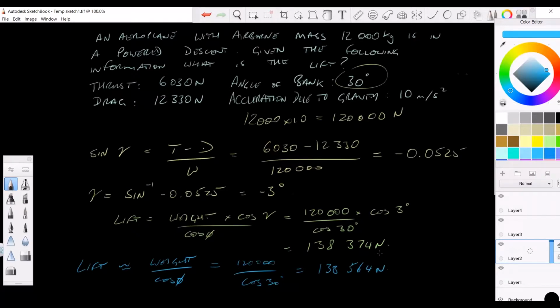So notice to the first 3 significant figures, it's not really different. And you would also know that in a descent, the lift is slightly less than it is in level flight. So you could, certainly if you had a multi-choice answer, find the answer 138,564 and choose the next answer down, because it's almost certainly going to be the correct answer.